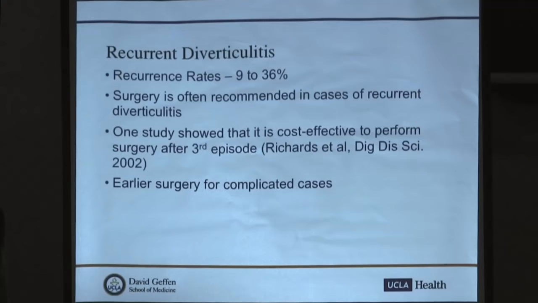There are some patients who have recurrent diverticulitis. This occurs in about 9 to 36% of patients with diverticulitis. Surgery is often recommended in these individuals. Usually, the general rule we follow is if patients have had 3 episodes of diverticulitis or more, then we recommend removing that segment of colon that's affected. And if there are complications, which I'll come to, then we recommend doing surgery earlier.